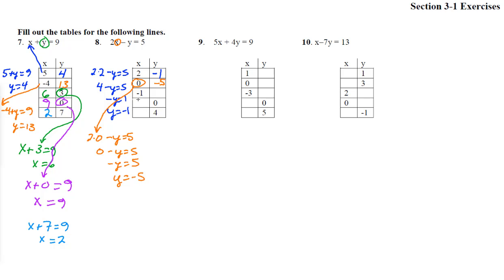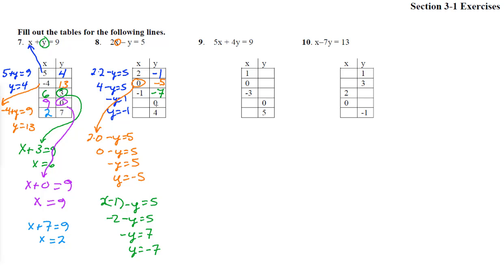Let's try the next one. Negative 1 goes in for x. Let's write it down here. 2 times negative 1 minus y equals 5. So that's negative 2 minus y equals 5. Add 2 to both sides and we get negative y equals 7. Divide by a negative 1 and we get y equals negative 7. So the negative 7 would go right there.